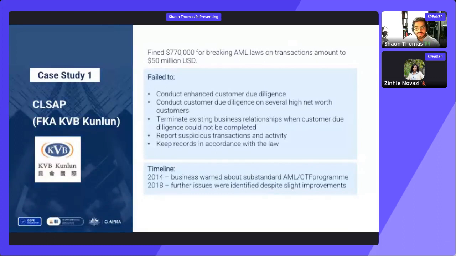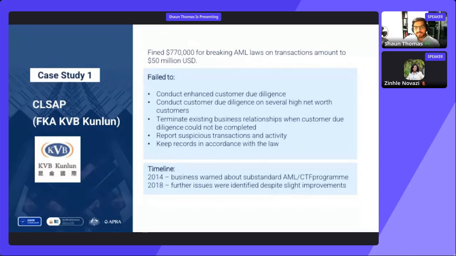In the case of CLSAP, the FMA's head of enforcement, Justice Edward, stated that the company's failure to obtain any evidence of source of wealth or funds for some of the transactions where enhanced customer due diligence was required is particularly concerning. The business was warned by the FMA about its substandard AML and CTF program in 2014, and despite slight improvements, the FMA identified further issues again in 2018.